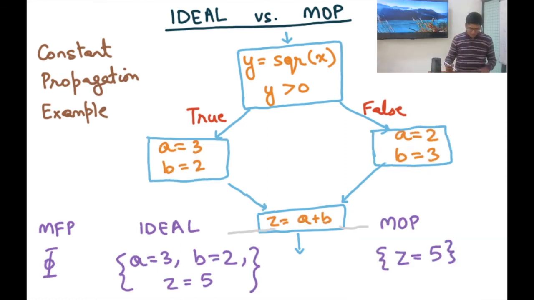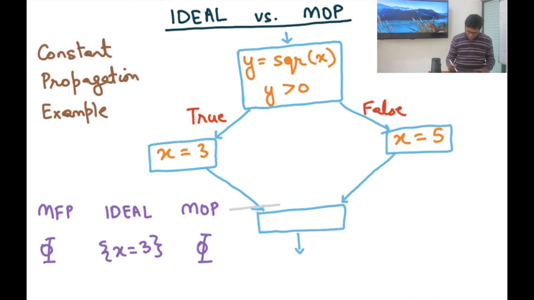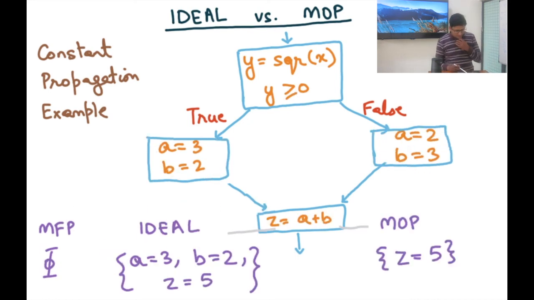Okay, so here's another example. y equals square x, and y is greater than or equal to 0, let's say. So if y is greater than or equal to 0 is true, then you take a equals 3, b equals 2. If it's false, then you take a equals 2, b equals 3, and at the end you do z equals a plus b. Now, what's going to happen?